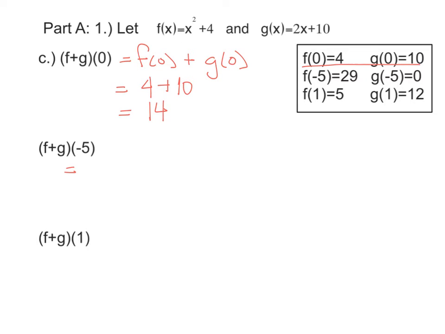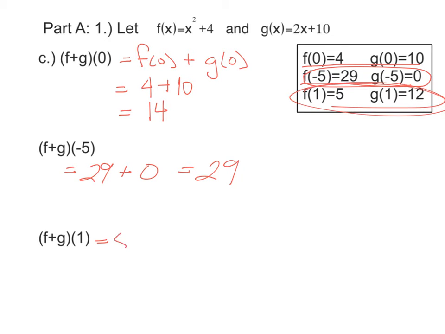Similarly with f plus g of negative 5, I look to the negative 5's, and f of negative 5 is 29, and g of negative 5 is 0, so that'll make 29. And same thing with f plus g of 1. I look at the 1's, f of 1 is 5, plus g of 1 is 12, equals 17.